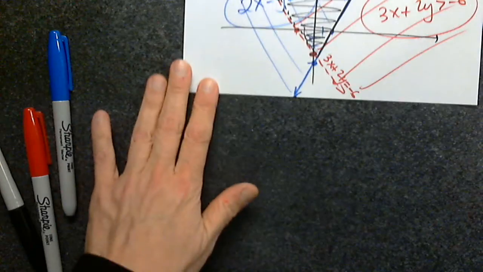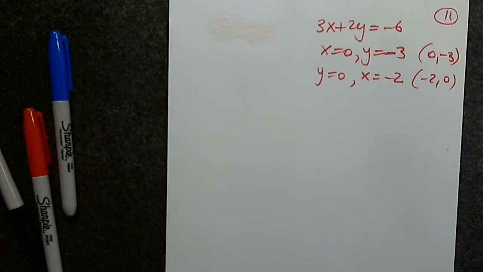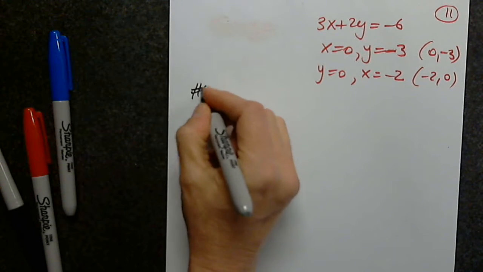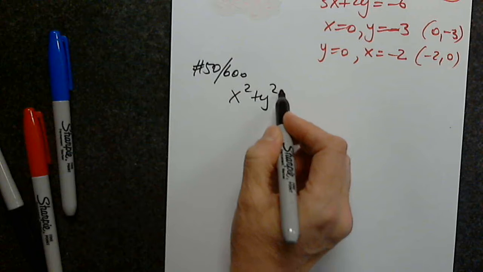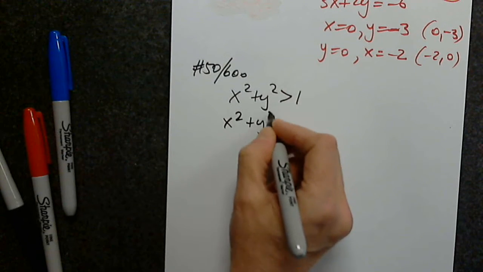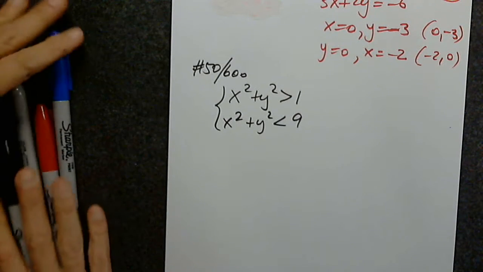Sure. So we have time for another, but this time, let's look at one that is nonlinear. This was linear, both of them were lines. So let's try number 50 on page 600: x squared plus y squared greater than 1, and x squared plus y squared less than 9. After this, we only have two sections left, which are 6.1 and 8.1, and then we can start reviewing everything.